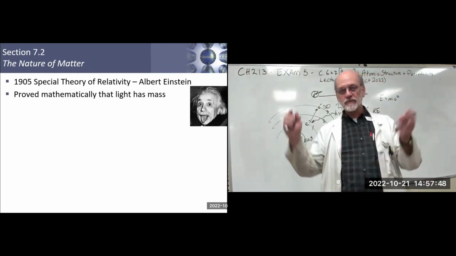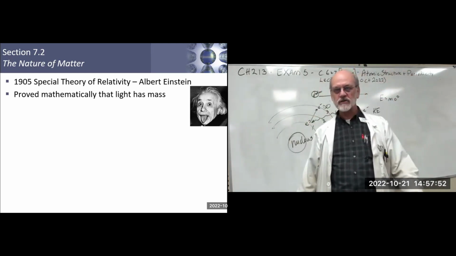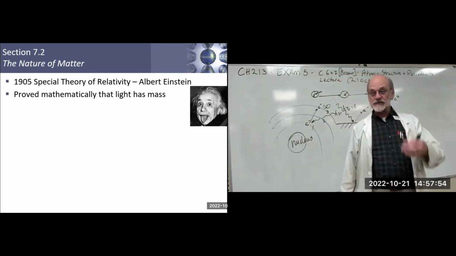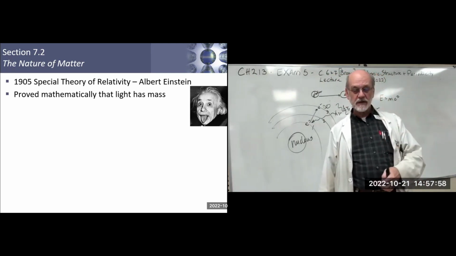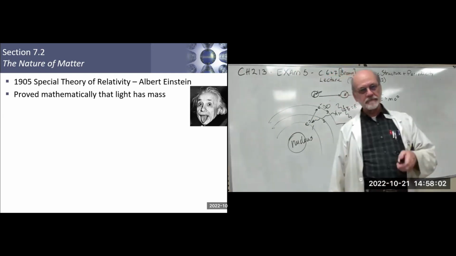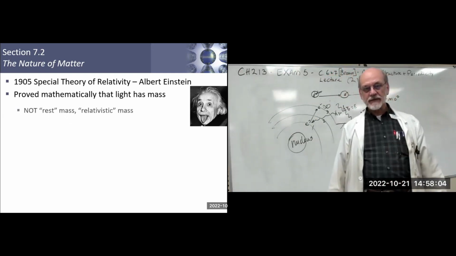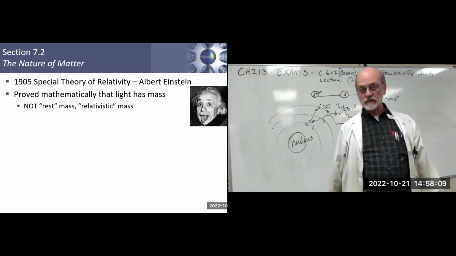through theoretical mind gyrations and coming up with this stuff. He published several papers while he was there at the patent office, and one of them was special relativity. And in that paper, he proved that light and mass are equal.